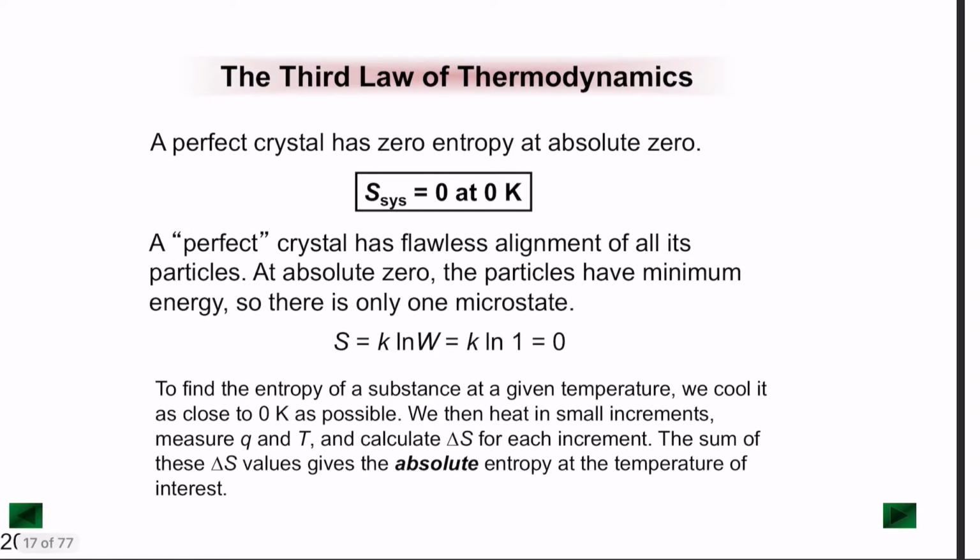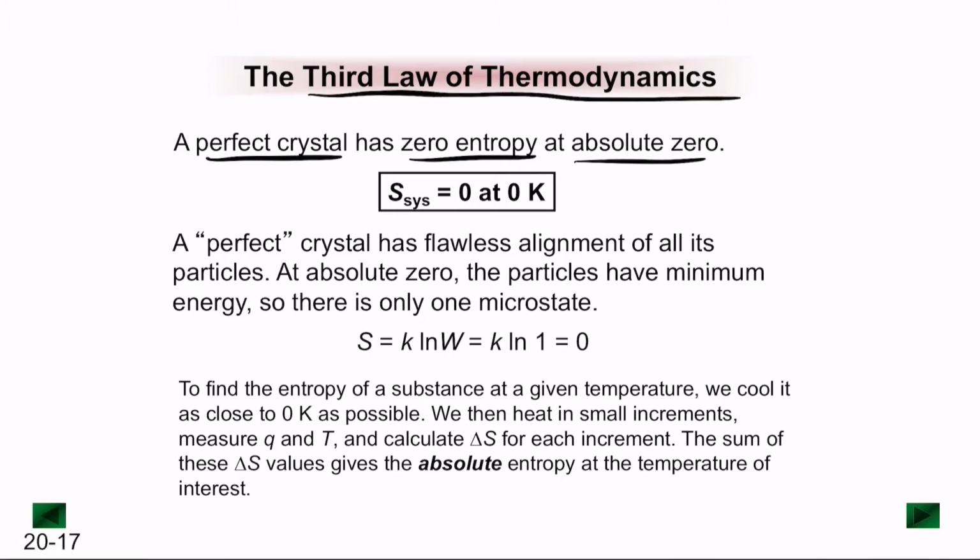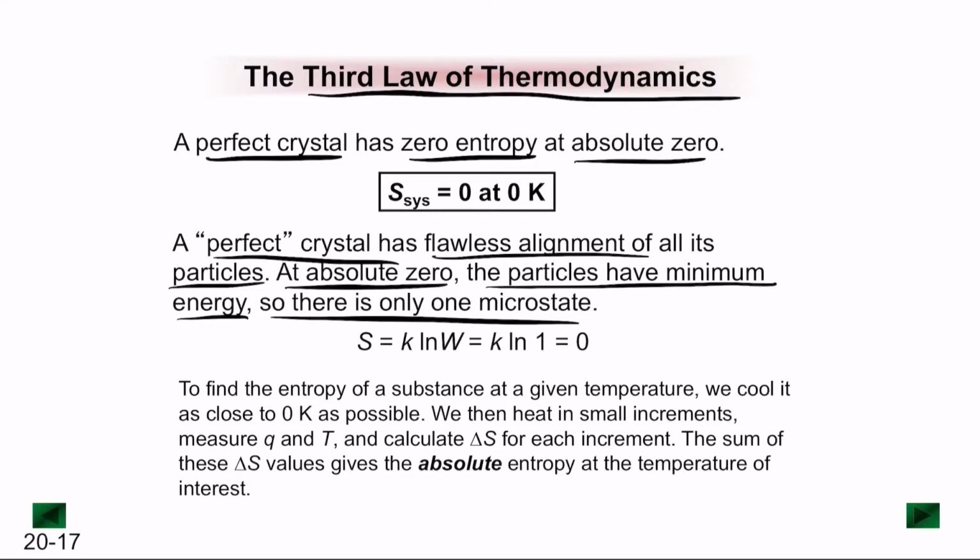Now, a perfect crystal has zero entropy at absolute zero. This is generally called the third law of thermodynamics. So a perfect crystal generally will have zero entropy at 0 Kelvin. A perfect crystal has flawless alignment of all its particles at absolute zero. The particles will have minimum energy, so there is only one microstate. So when the number of microstates equals 1, S equals 0.